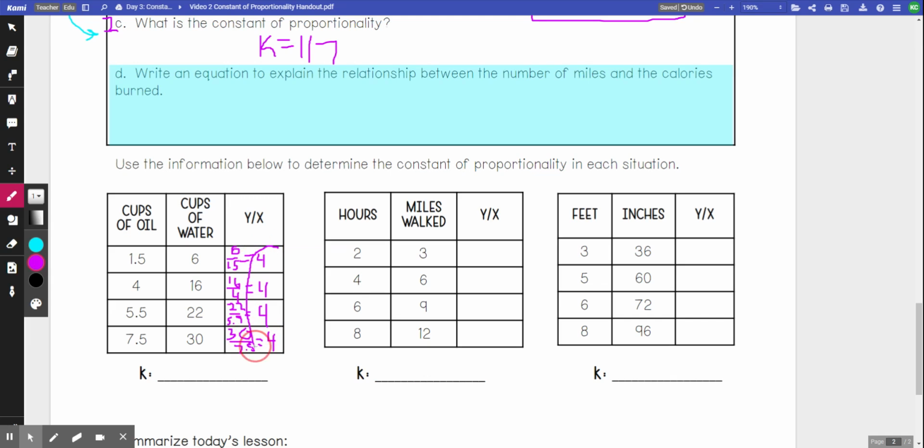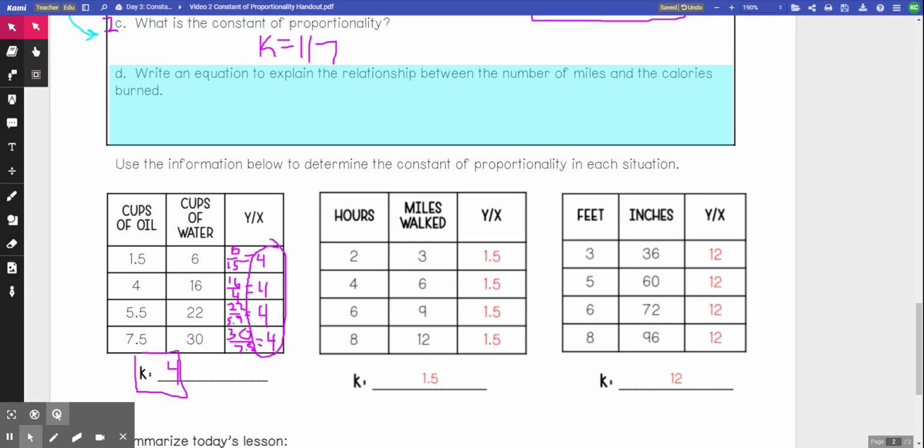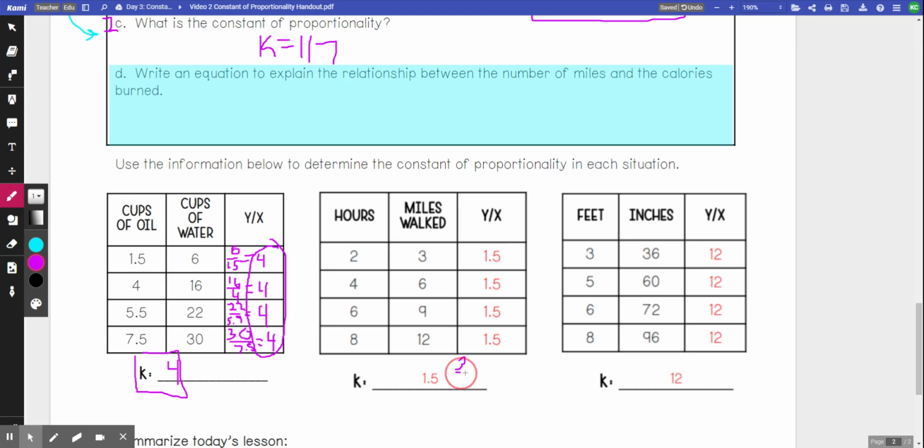This number that shows up in every single one is that very special number called our constant of proportionality, or k. So k is 4. Pause the video and try the next two tables, and in a minute you'll be able to see all your answers and compare. Alrighty, check your answers, see how you did. If for this one you had an answer of 3/2 for each one, you're still correct. 3/2 is still good, 1.5 is still good.